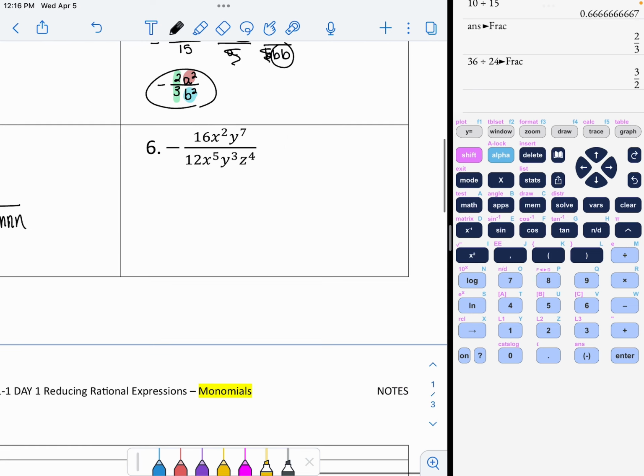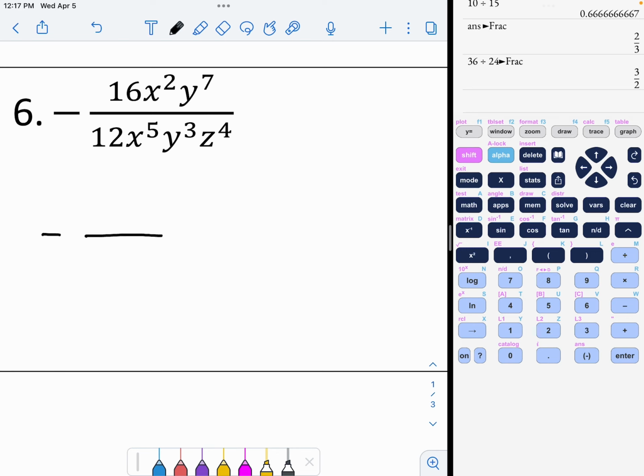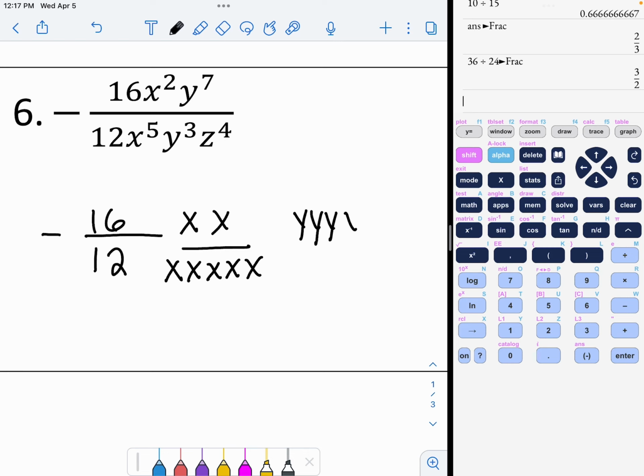All right, let's look at number 6. Here's your negative sign. Here's your 16 and your 12. Here's your X and your 1, 2, 3, 4, 5 on the bottom. Here's your 1, 2, 3, 4, 5, 6, 7 on the top, 3 on the bottom. That didn't look like a Y.